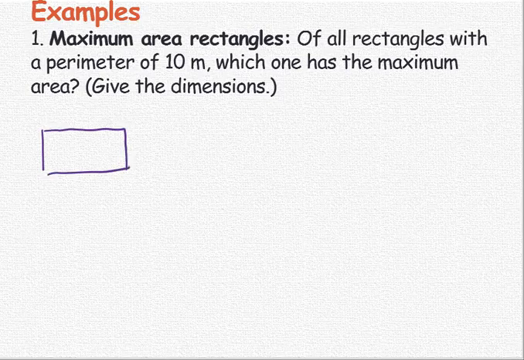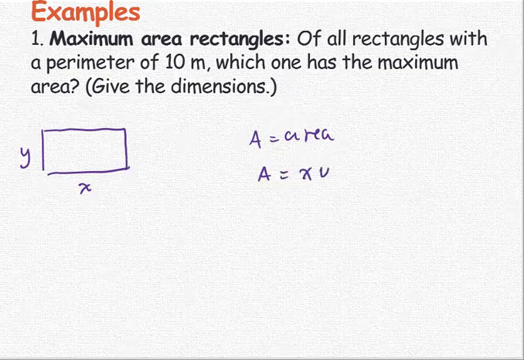Identify the variables. Since we are looking at the dimensions and in general for the area, we use A as the area, and the area is the length times the width. So we're going to use x as the length and y as the width, and the area is x times y, or the length times width.